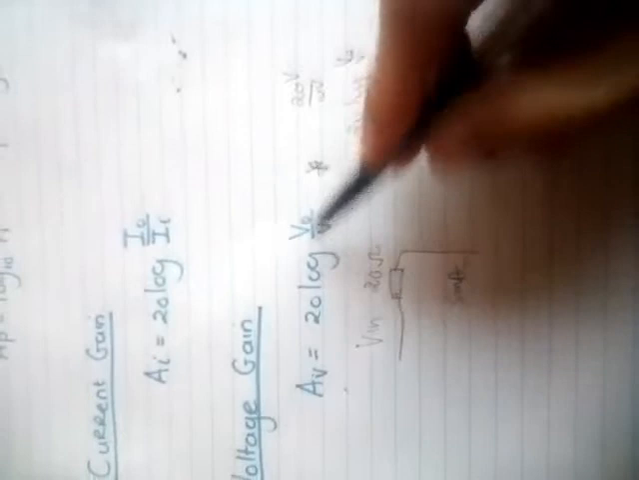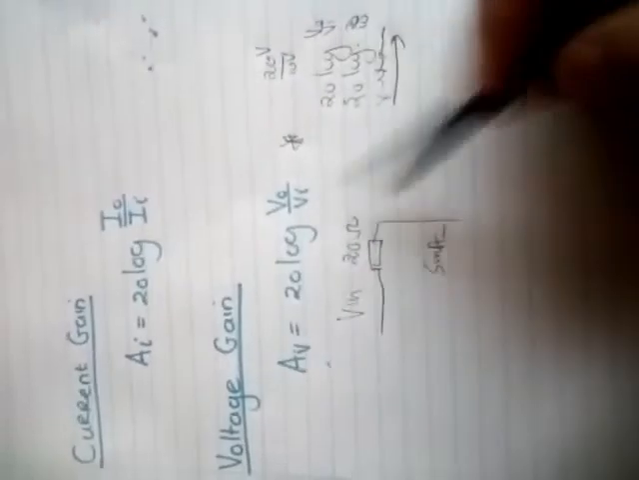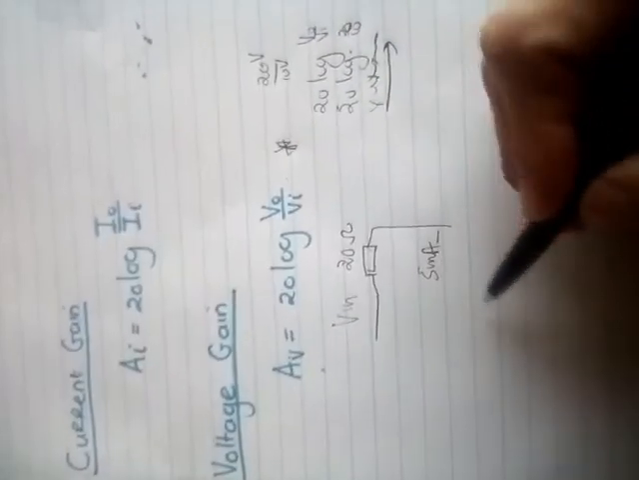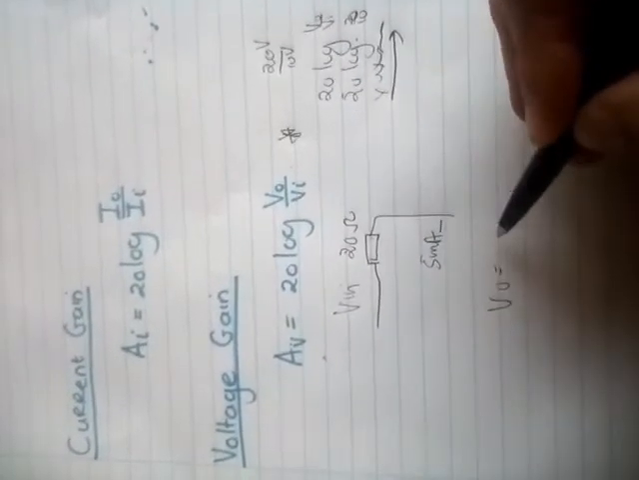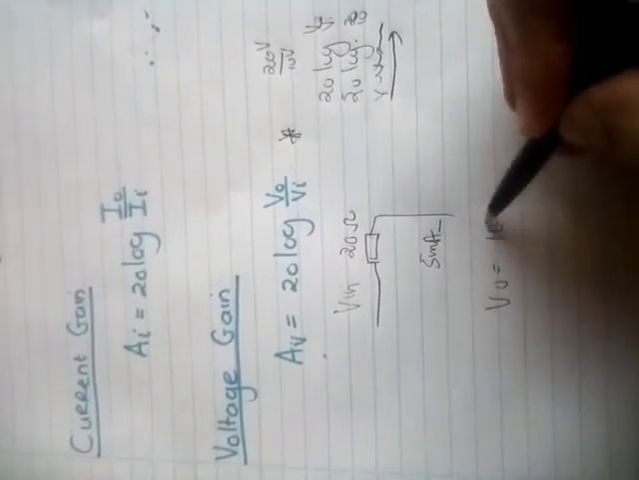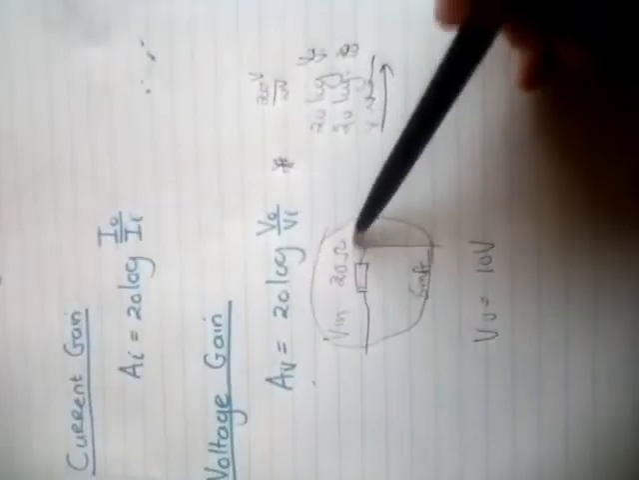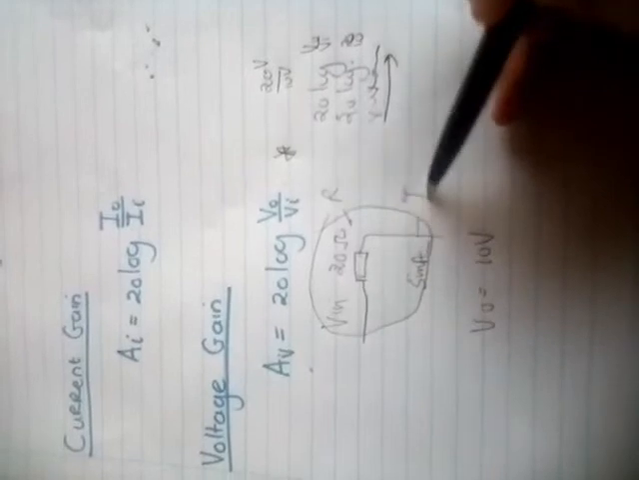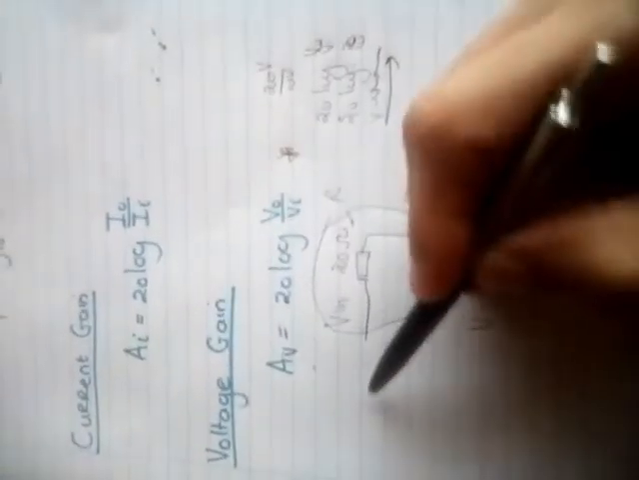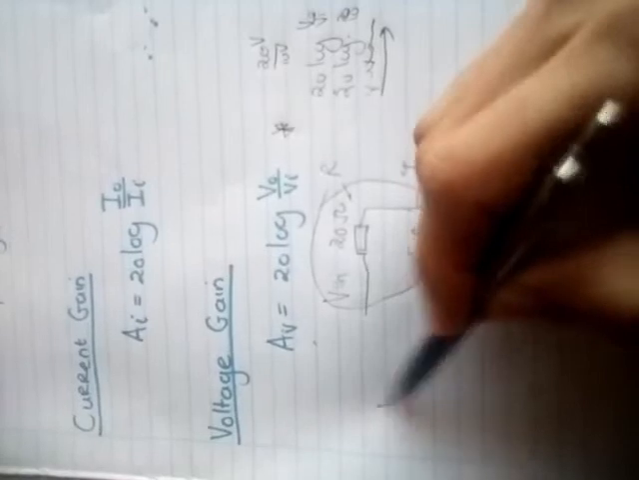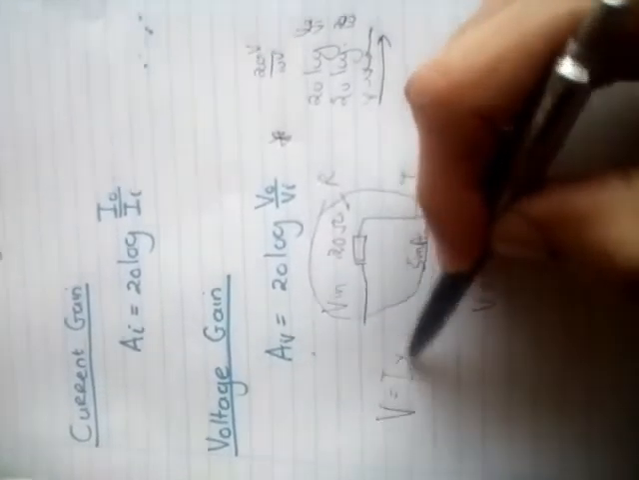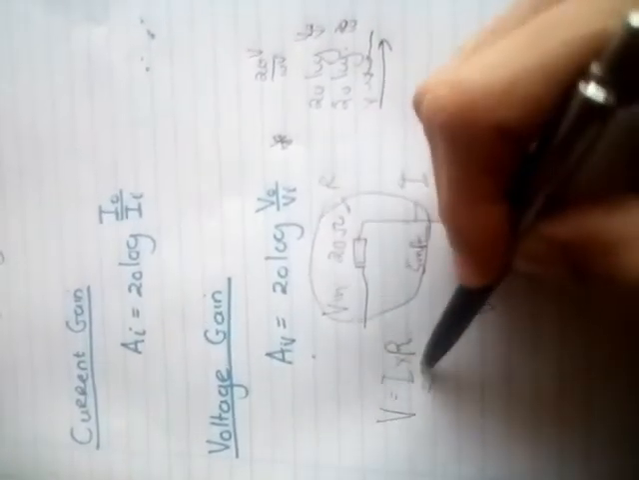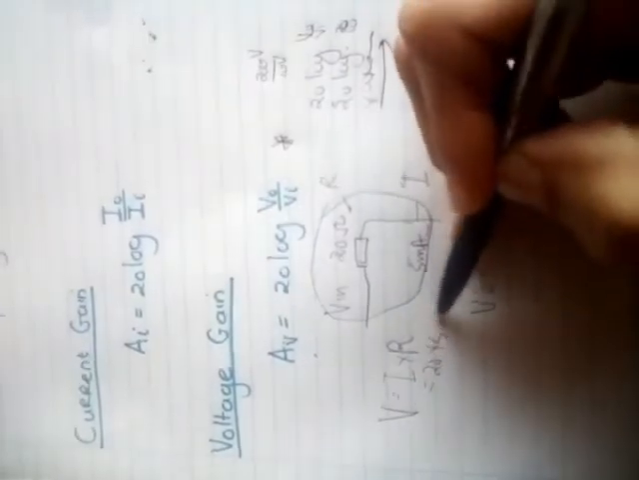Calculate the voltage gain if V out is equal to 10 volts. So what do you do? You have to get V in. In order to get V in, you sit with the resistance and you sit with current. How will I get my voltage? I use Ohm's law. V is equal to I times R, and then I get 20 times 5 milliamps.